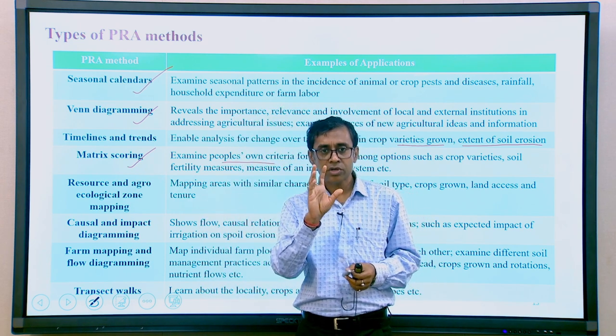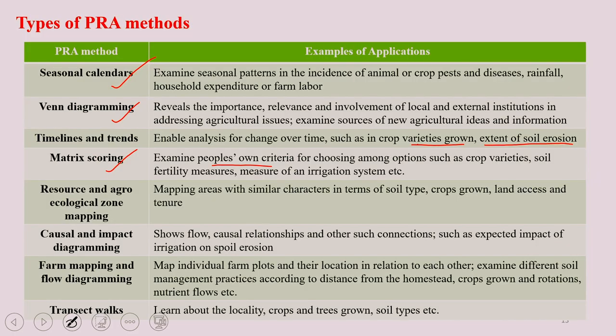Resource and agroecological zone mapping, very important. It helps map the areas with similar soil type, crop type, and land tenure type as well. Then you have causal and impact diagramming. In causal and impact diagramming, what do you do? It shows the flow, the causal relationships, and other such connections, such as the expected impact of irrigation on soil erosion.